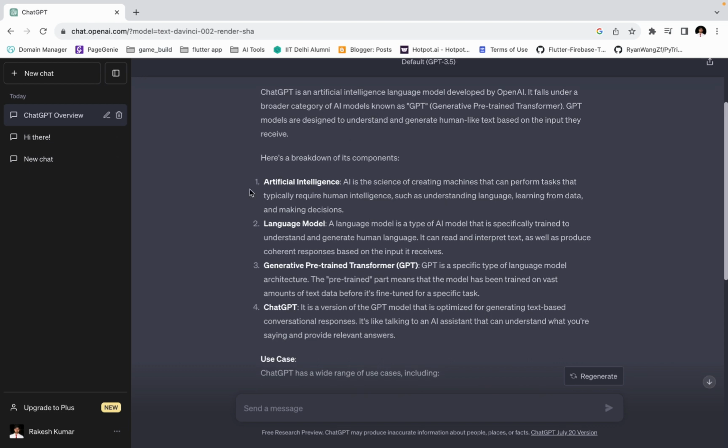As I described, what is artificial intelligence? Basically AI is a science of creating machines that can perform tasks, like how I can get output from a computer. Then there is the language model in AI. Language models are AI models which are specially trained to understand and generate human language.